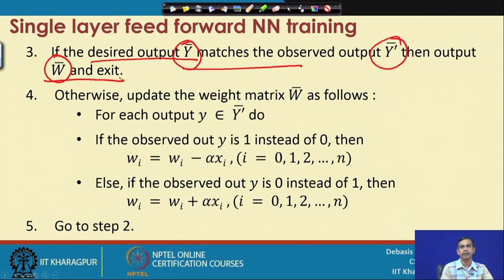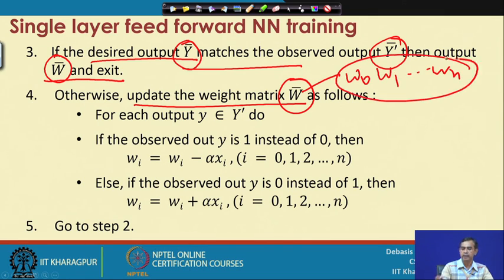So, the model is ready. On the other hand, if it does not match correctly, then there are a few conditions. We have to update the weight matrix w bar, because the network is not learned properly. In this case, the learning procedure is that we have to change the weight matrix w 0, w 1 up to w n. The weights are to be changed or updated. That updation takes place in this algorithm like this.